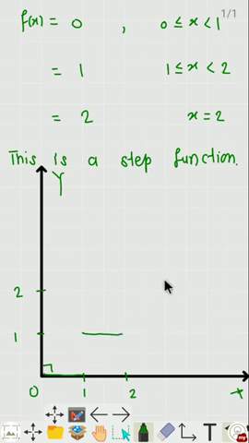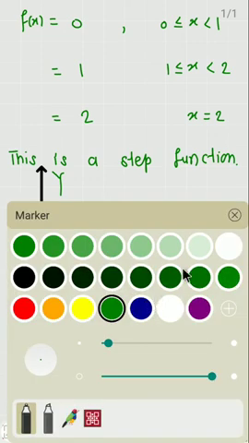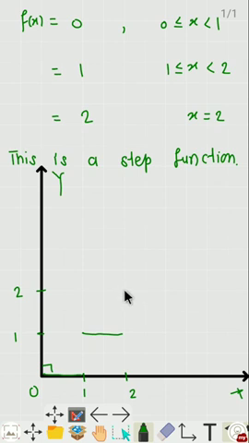And when x is equal to 2, the function has value 2. You see here, the function is discontinuous at x equal to 1 and x equal to 2. Therefore the function is not differentiable at x equal to 1 and 2. There are two points of discontinuity, 1 and 2. The function is not continuous, not differentiable.